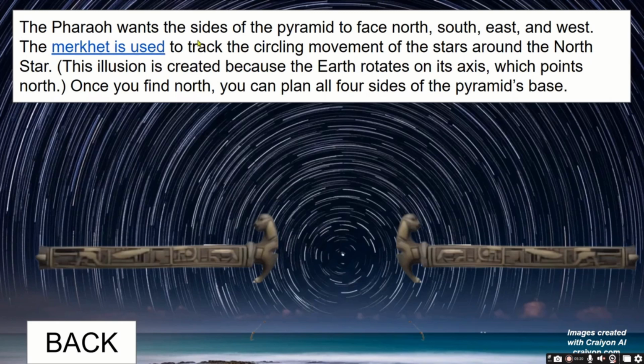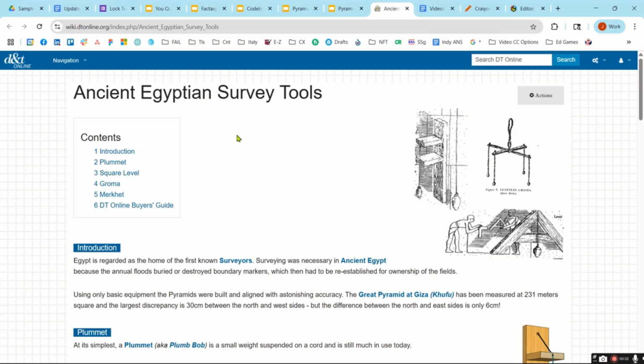The pharaoh wants the sides of the pyramid to face north, south, east, and west. The Merkhet is used to track the circling movement of the stars around the North Star. This illusion is created because the Earth rotates on its axis, which points north. Once you find north, you can plan all 4 sides of the pyramid's base. Notice that there is a hyperlink here to a reliable source that teaches about this very fact.